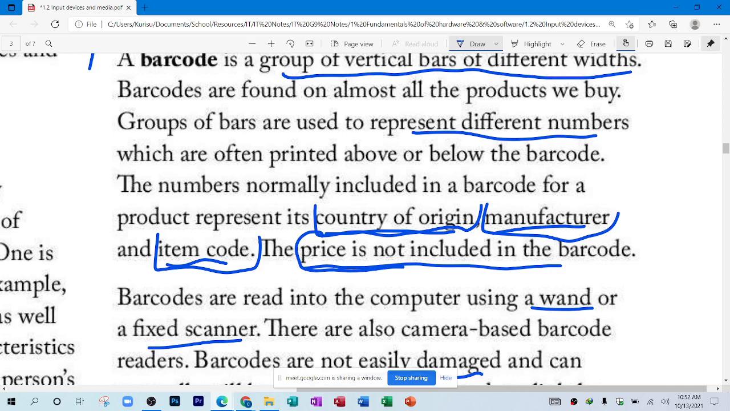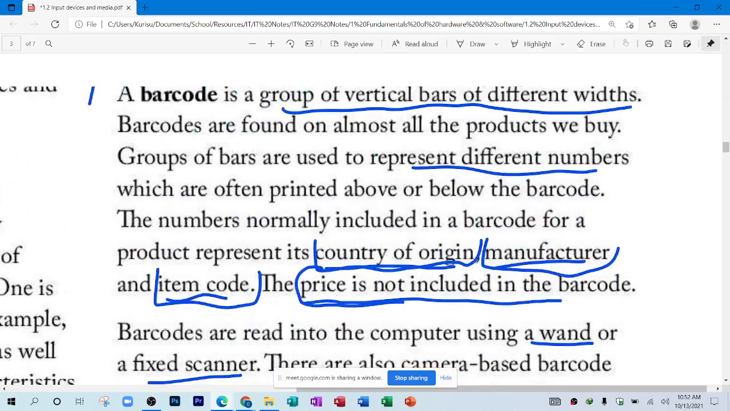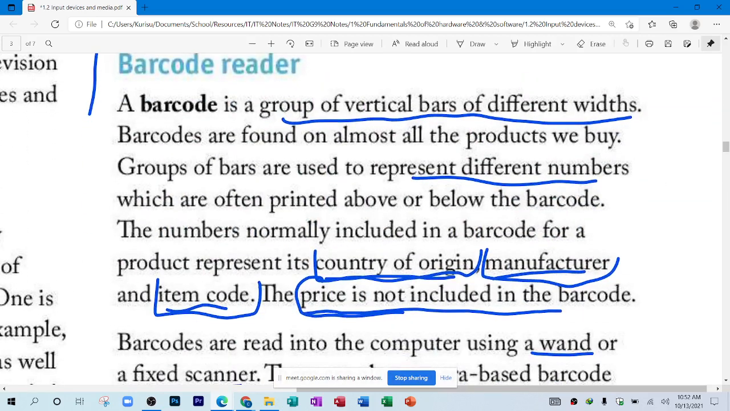Very good, very good. That is exactly the reason why a barcode does not have the price, because price is something that is constantly changing. And remember, the width of the barcode represents the data. So if the price was to change, that means you have to go and change the barcode if you were to put in the price every time. And that would be too much of a hassle. Imagine if every day the price changed, you would have to change that barcode every day. So it wouldn't make sense to do so.